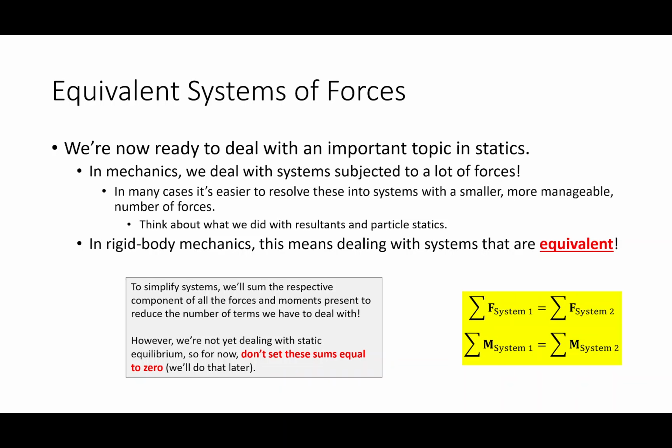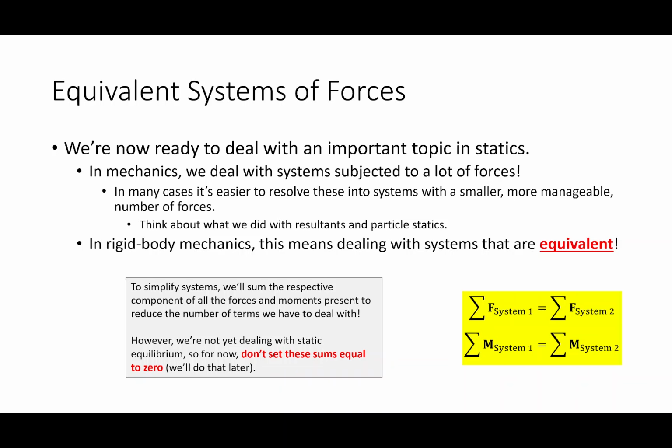Okay, that's what we're going to talk about today. This is, again, a critical topic, but I want to be very, very crystal clear in this latter point here. So, like I said, we're resolving a system of forces into a smaller, more manageable system. And the way that we do that is we recognize that the sum of the forces in system 1 must equal the sum of the forces in system 2. Likewise, the sum of the moments in system 1 must equal the sum of the moments in system 2.